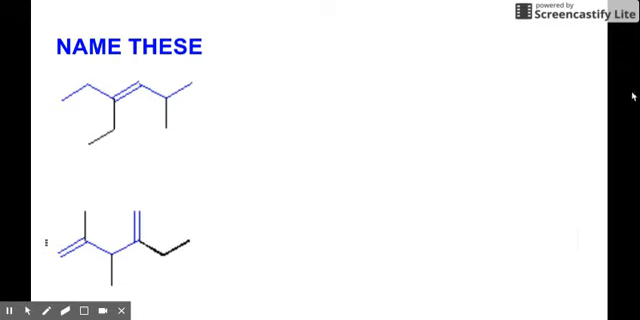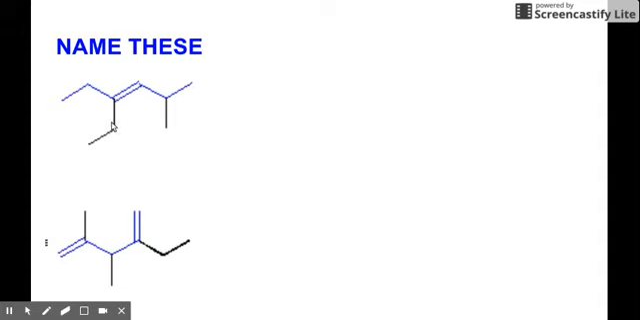Now, let's start with this very first example here. You see that it's color coded. That means the color blue is your hint that that is your parent chain, obviously, because that's going to give you the longest continuous chain with the presence of your double bond or bonds. We've seen that this is our parent chain, but we have two branches here. This is a methyl and this is an ethyl.